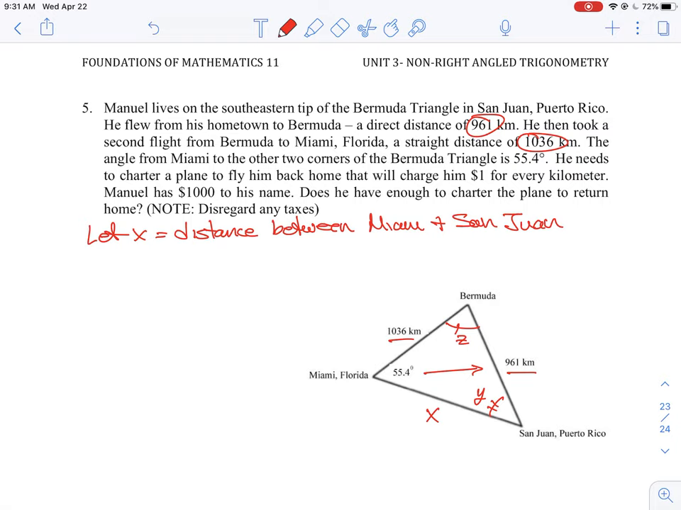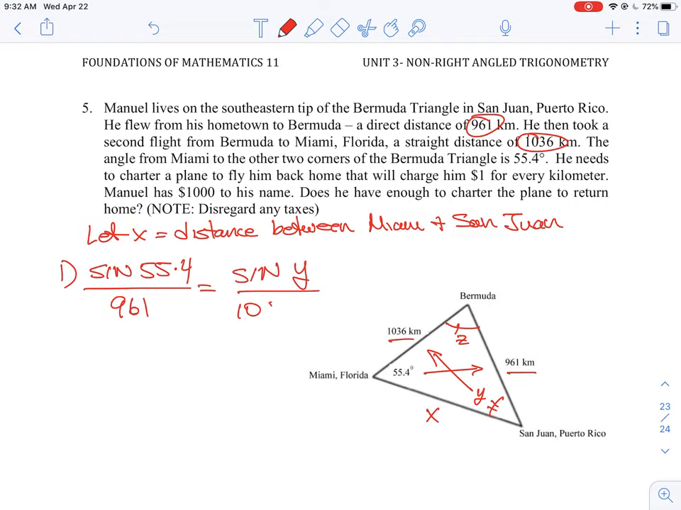So how could we approach to do this? Well, since we know a base pair of angle and distance, we could start off by saying this. So we'll start this as calculation one. Sine of 55.4 degrees divided by 961 is equal to, now we need to pick another pair where we at least have one number. So which one is that going to be? Well, the Y is opposite a value that we know, but the Z and the X are unknown values at this point. So the only one we can really choose here is sine Y. So sine of Y is equal to 1036.